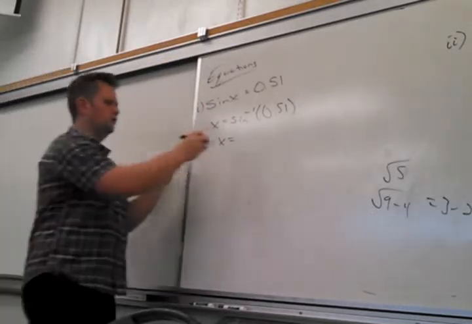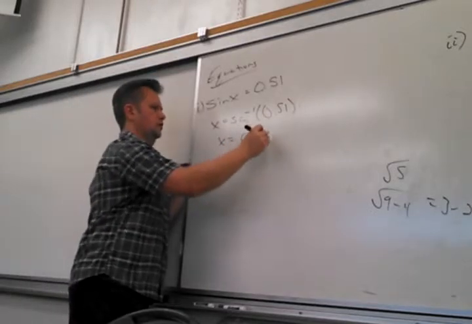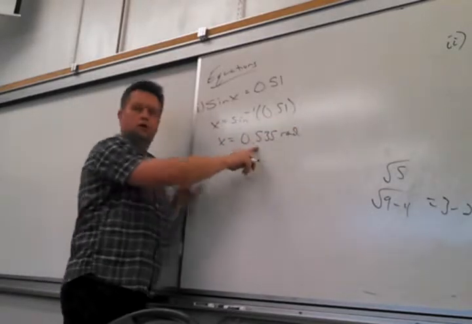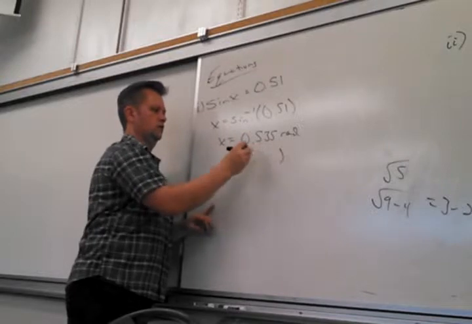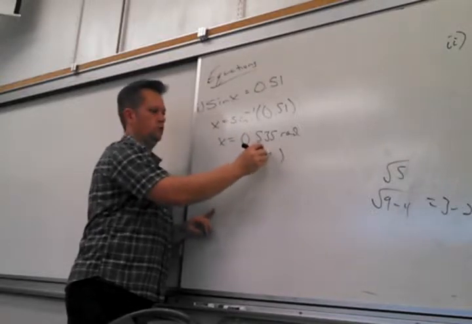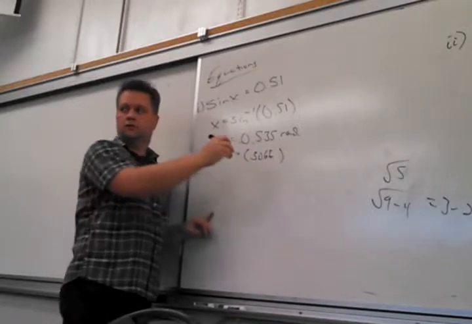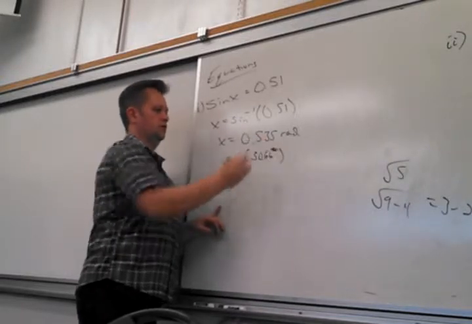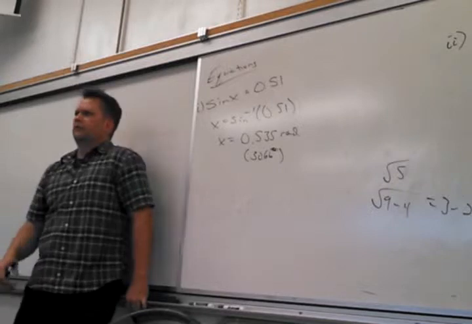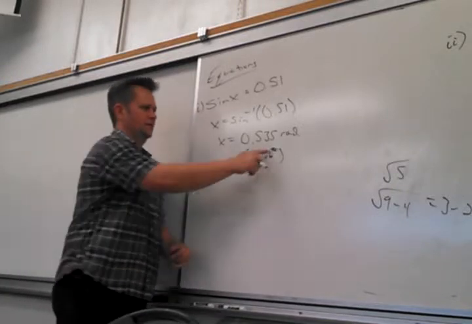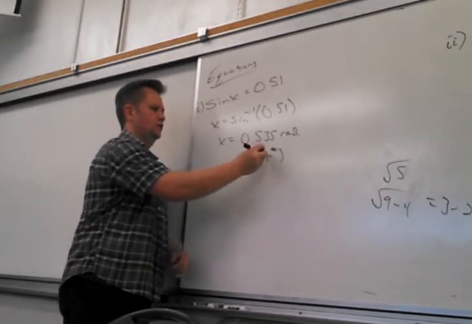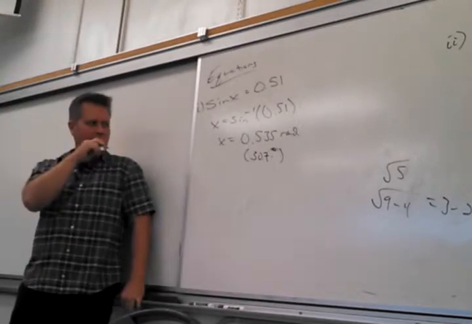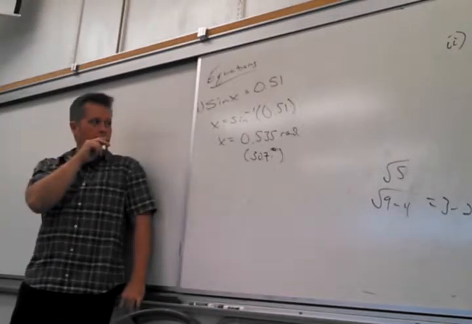0.535. 0.535? Yeah. Gotcha. And if you did it in degrees, what'd you get? 30? 66? 63? All right. 30.7? I don't know what she is.